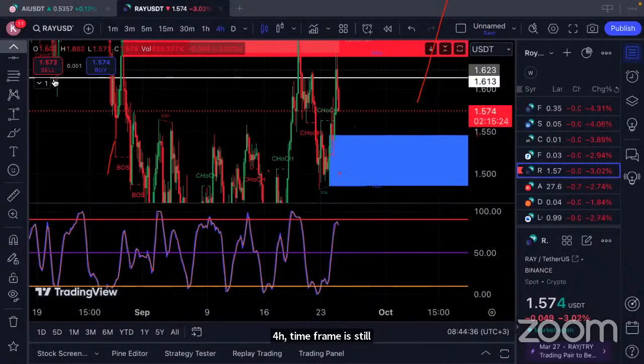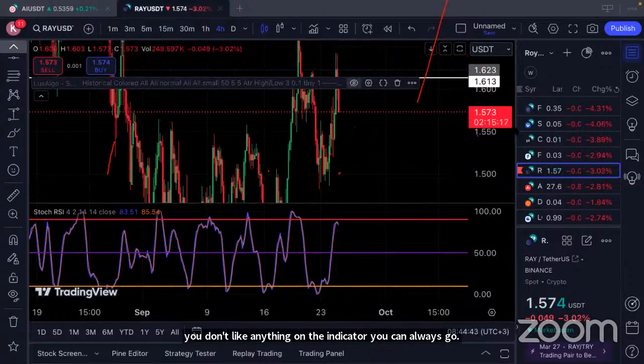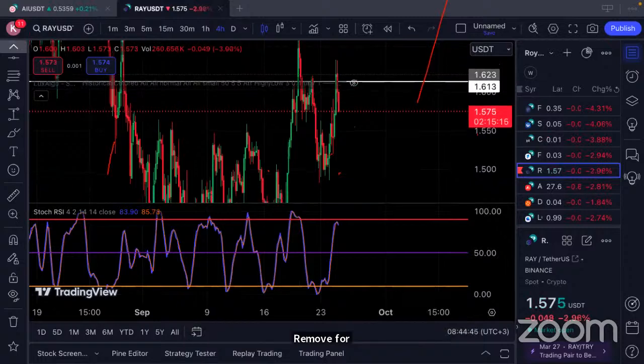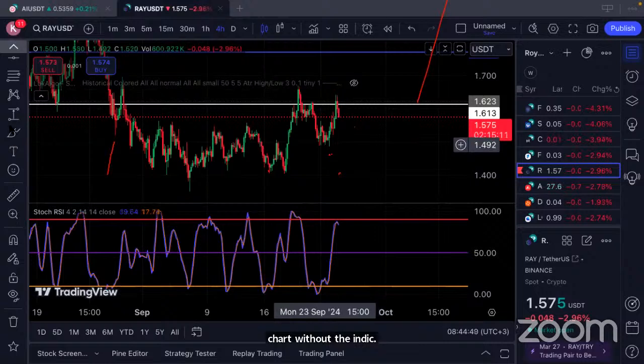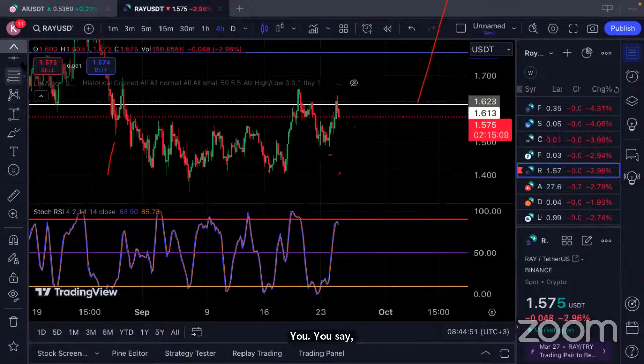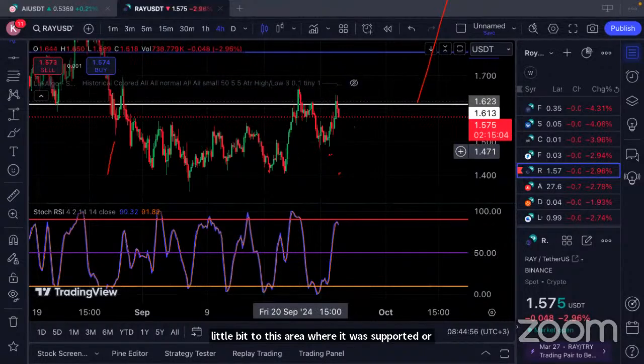If you don't like anything on the indicator, you can always go back and say, remove for me the order blocks, or close the indicator, and I look at the chart without the indicator. You say, okay, I believe this coin will drop a little bit to this area where it was supported or resisted. But if you don't want this indicator, and maybe you want pivot points, you press in pivot points.